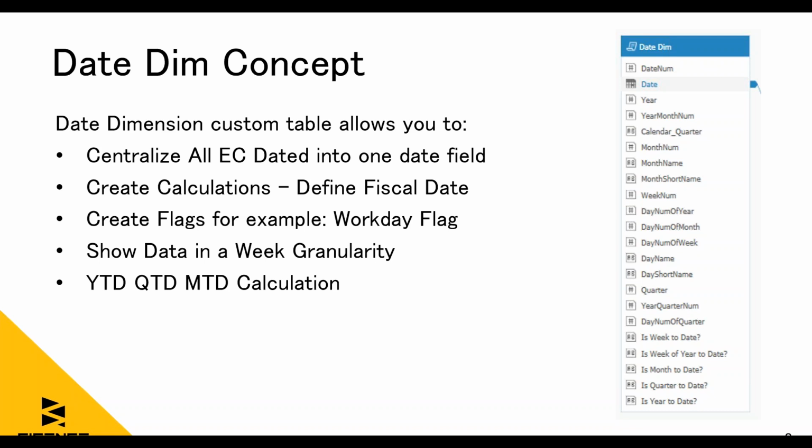To create flags, for example, if it's a work day or a holiday, we can use the date dimension for that. Another reason to do it is to show weeks granularity. Weeks granularity is special because it doesn't fit into any hierarchy. We have years, quarters, and months. Weeks should come over here, but then we have days, and weeks do not always fit. We'll talk about that later. And we have the year-to-date, quarter-to-date, and month-to-date calculations, which is one of the best reasons to use a date dimension.